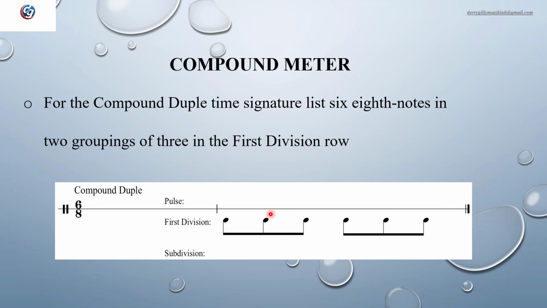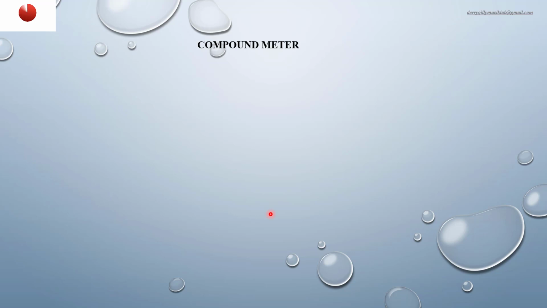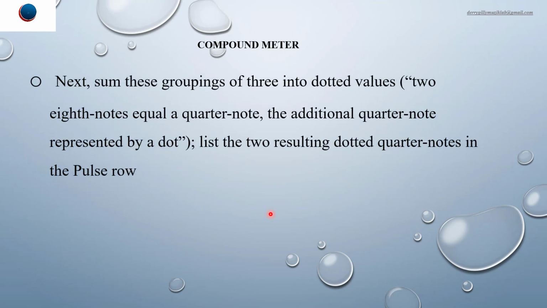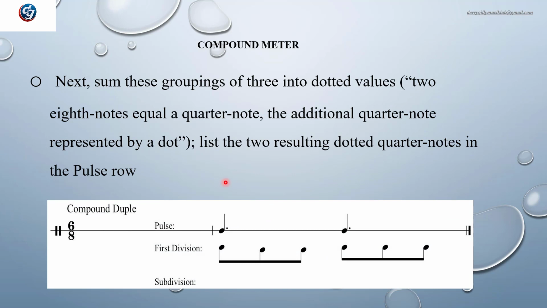Now, the next step is to sum these groupings of three notes into dotted values. Two eighth notes equal a quarter note, and the additional eighth note is represented by a dot. So the example here will give us that. You see that the pulse is a dotted crotchet, and we sum this into three dotted notes, or three divisional values.